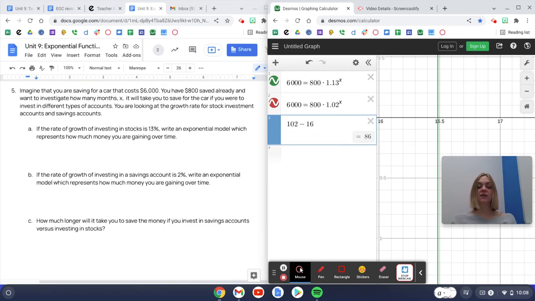So if I'm finding the difference between 102 months and 16 months, it would take me 86 months longer if I invest in a savings account versus investing in stocks. So your answer to part C is it would take you 86 months longer.